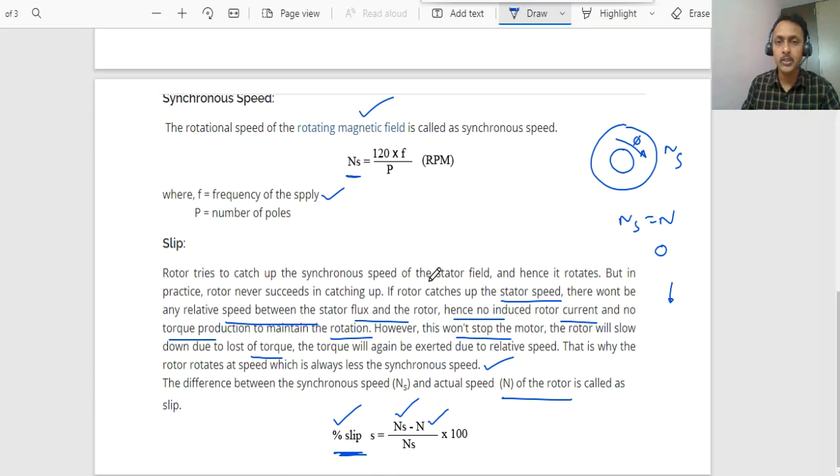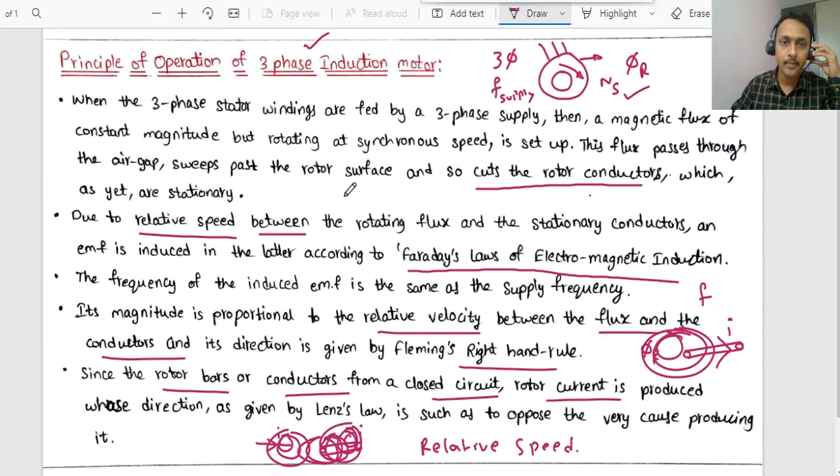So these terminologies are also important. ns equals 120 f by p, and percentage slip is ns minus n by ns into 100. Dear students, ns indicates the synchronous speed, n is the speed of the rotor.